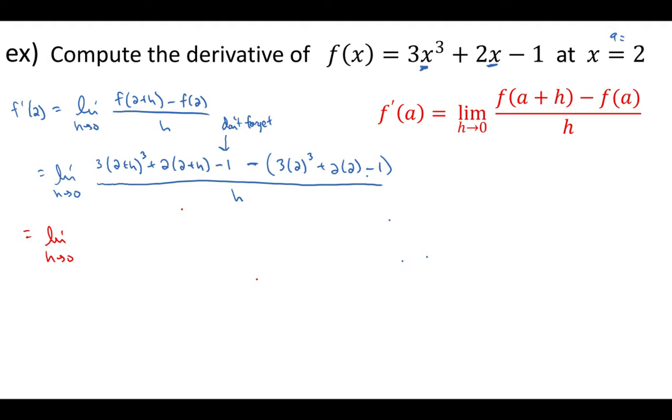This 2 plus h cubed, maybe you want to just do that off on the side, the 2 plus h times 2 plus h times 2 plus h, just so it doesn't clog up your problem. Let's see, when we do this, we're going to end up with 4 plus 4h plus h squared times 2 plus h. So that's going to give us 8 plus 4h plus 8h plus 4h squared plus 2h squared plus h cubed.